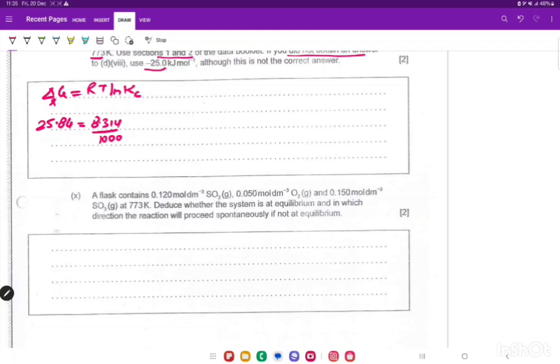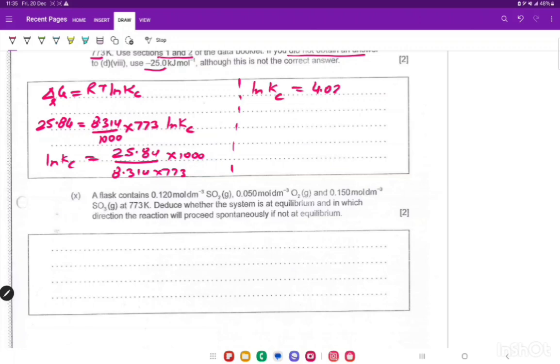Delta G is 25.84, R is 8.314 divided by 1000, into temperature 773 Kelvin, and ln Kc I require. Okay, thus I can say ln Kc equals 25.84 upon 8.314 into 773, and multiply by 1000. That comes out to be, ln Kc comes out to be 4.02. If I calculate, ln Kc is 4.02, and Kc equals e to the power 4.02.